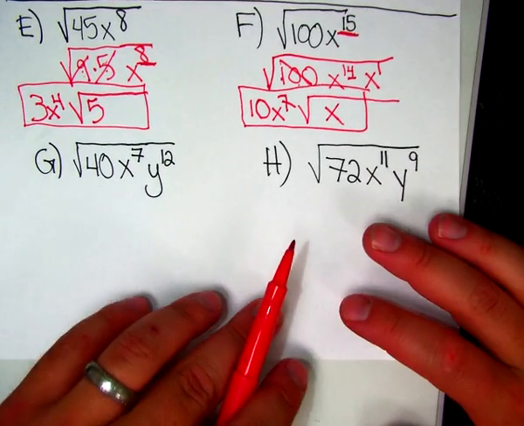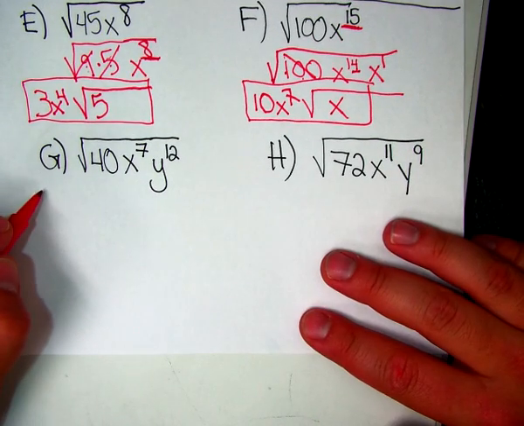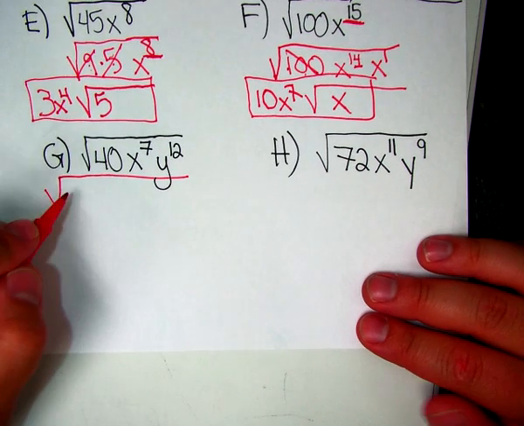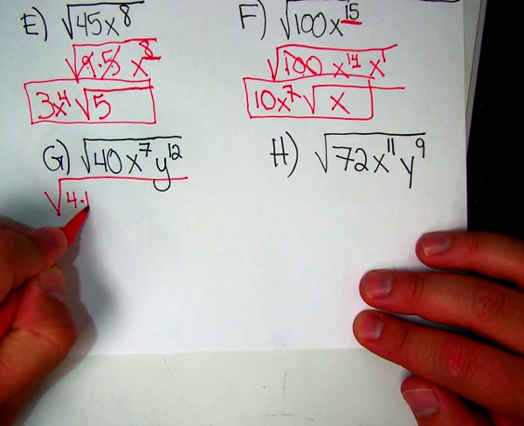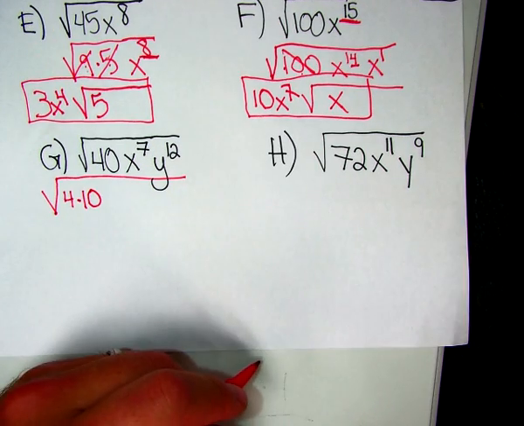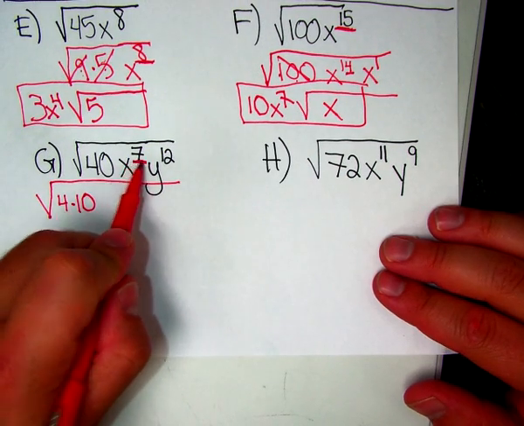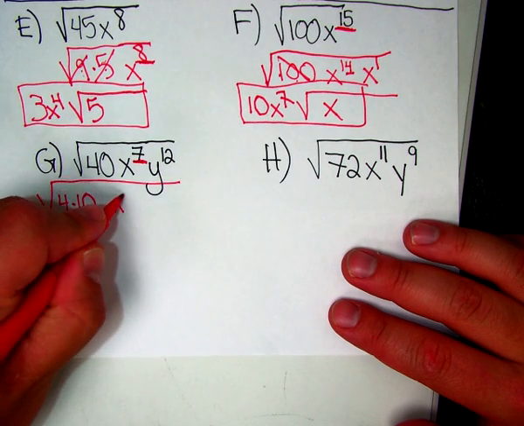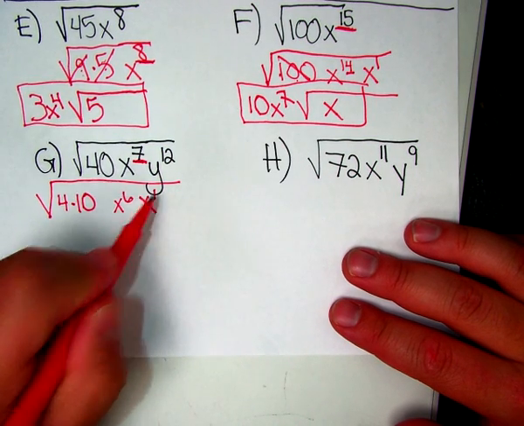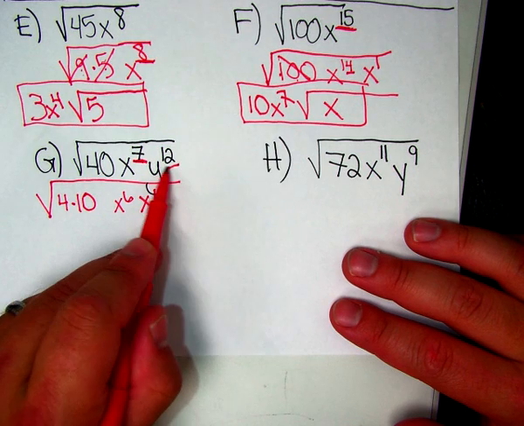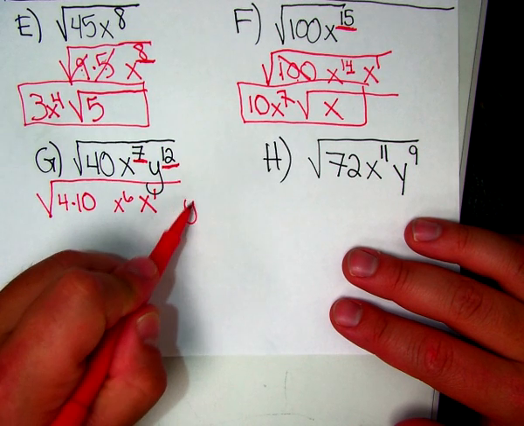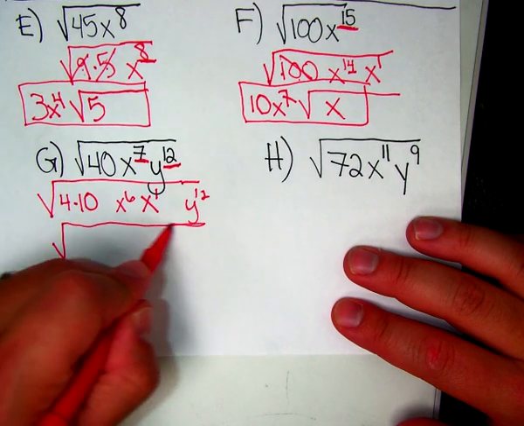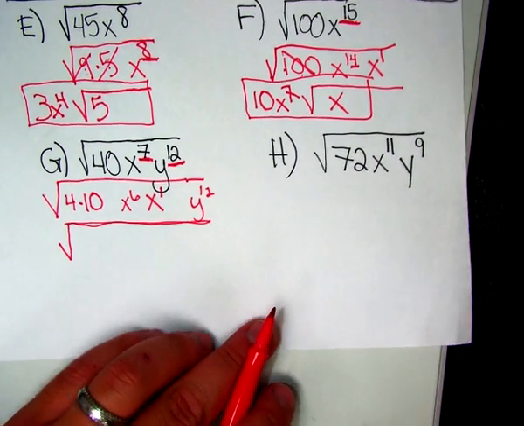Letter G. Same idea, now these are getting a little bigger. All right. 40 does not work, but we can break it up into 4 and 10. X to the 7th is an odd number, so that doesn't work. So we now go to the smaller number that's closest to it, and that's 6 and 1. 12 is even, so it works, so we're going to leave it as 12. Now, I know I'm creating a big step here by doing that, but I'm just trying to show you the simplified steps one little part at a time.